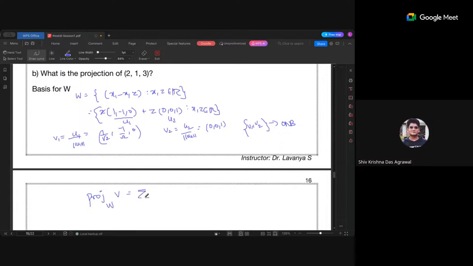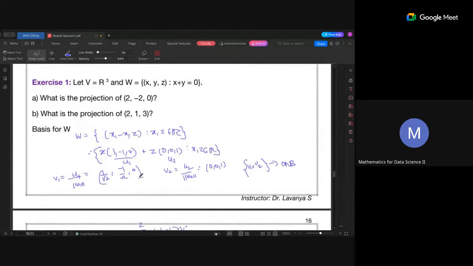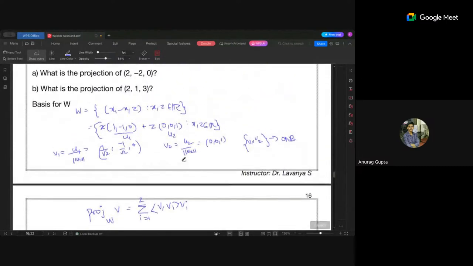V, V1. Yeah. Now, if your V is this, what is your answer? You have to calculate and tell me. Then these U1 and U2 should be perpendicular. Yeah, definitely. Are they perpendicular? Yeah, they are an orthonormal basis.